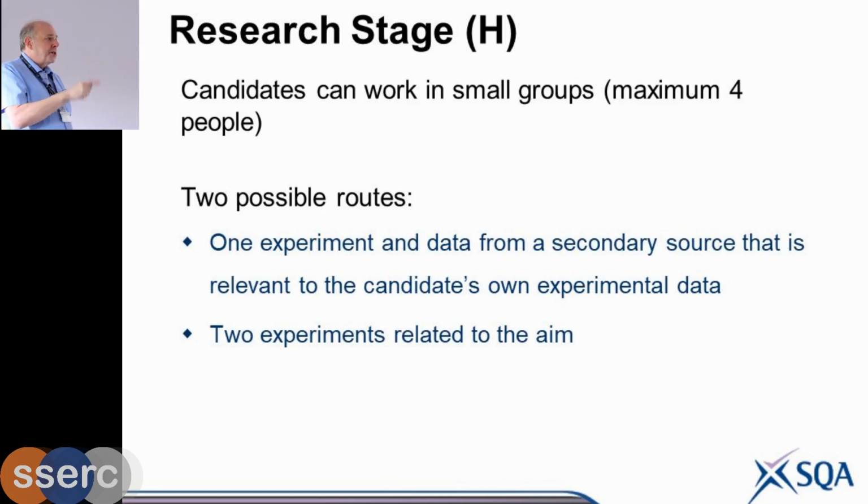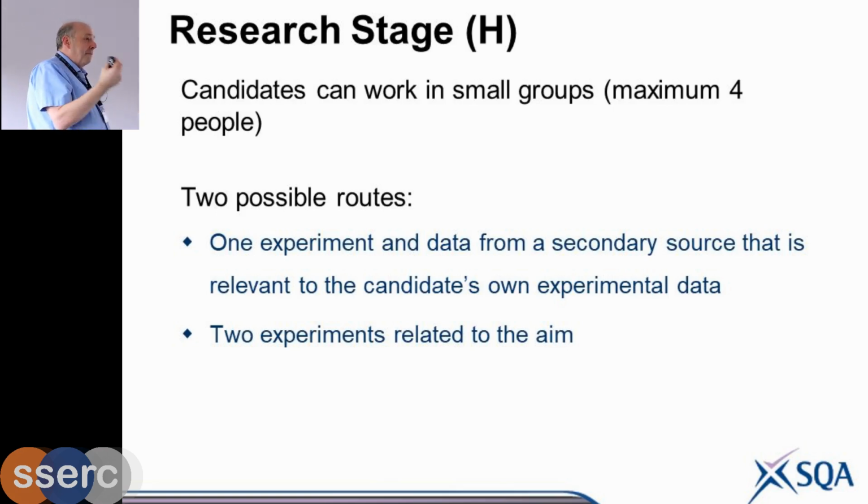But you need to make sure they're all actively involved. If you see somebody sitting back going, nah, others can do it, that's your classroom management. Tell them, you've got to do part of this as well. So, two possible routes at Higher. One is very similar to National 5, an experiment and a secondary source. That secondary source needs to be relevant to their experimental data, not their final conclusion.